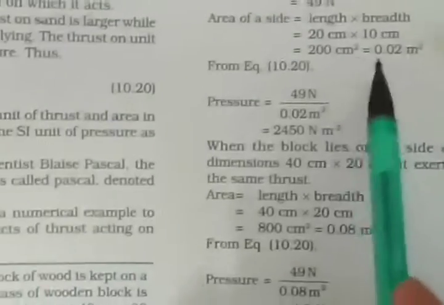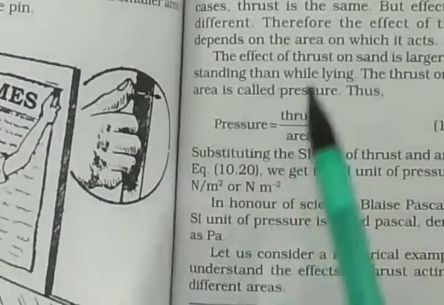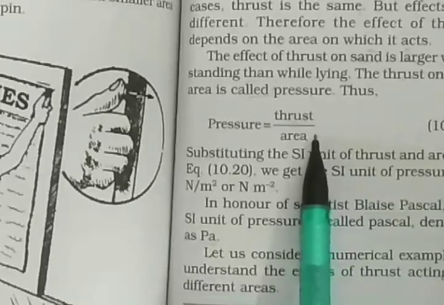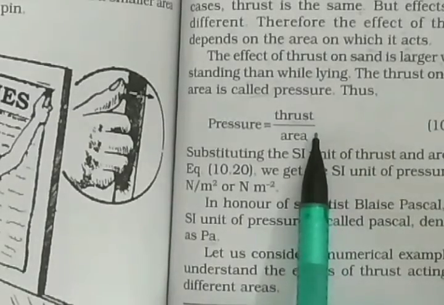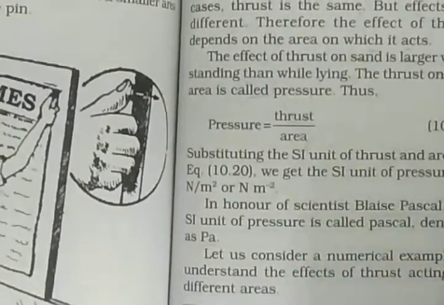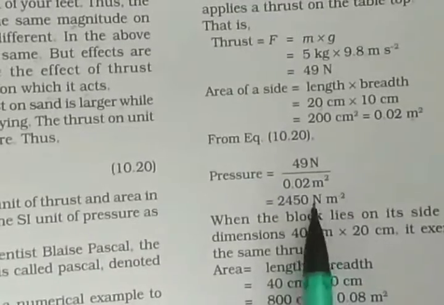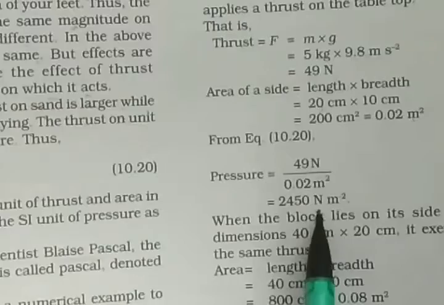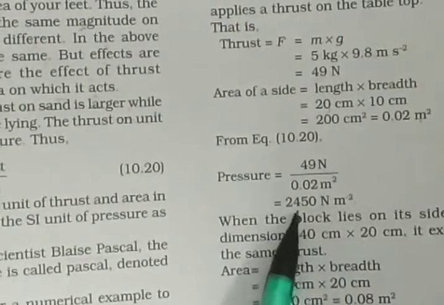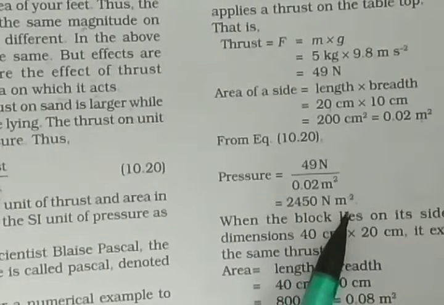Now we will apply this formula, pressure equals thrust divided by area. Now we have the pressure, that is 49 Newton divided by the area, that is 0.02 meter square. So we will get pressure as 2450 Newton per meter square.